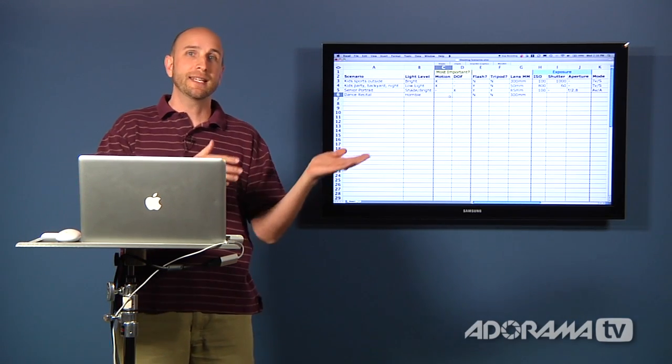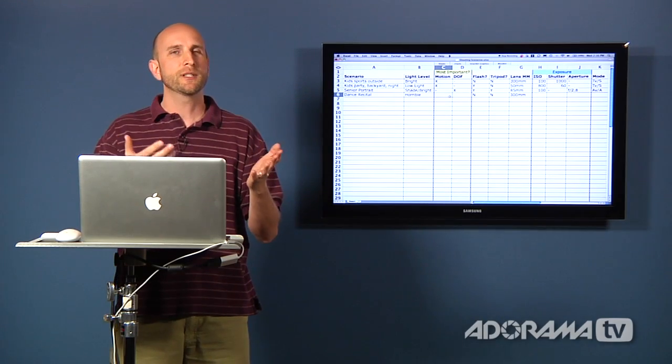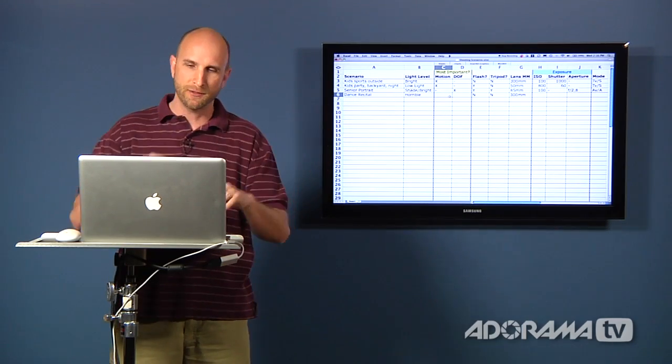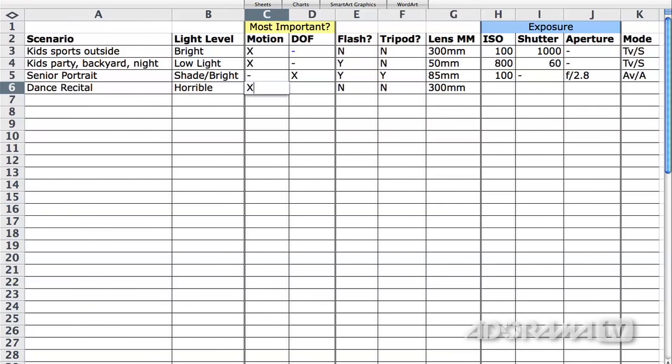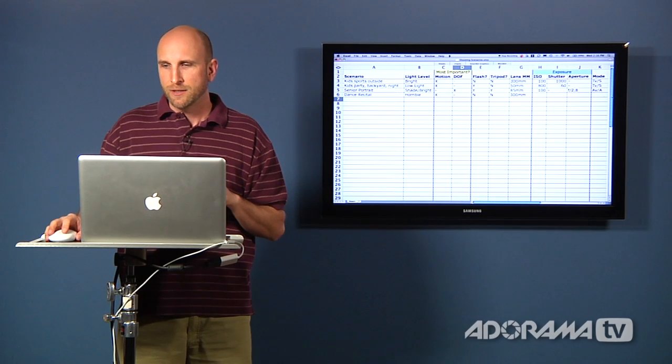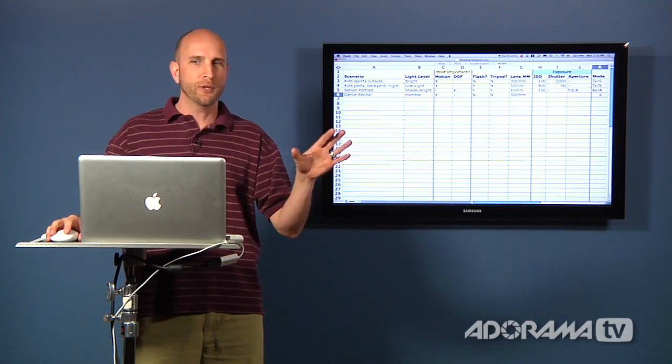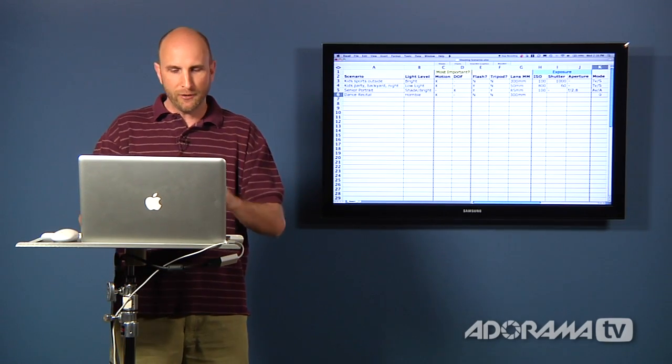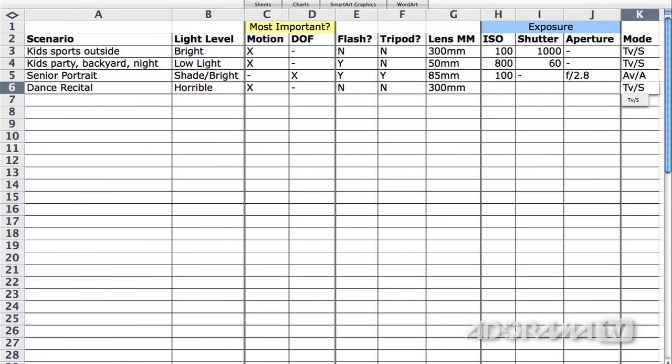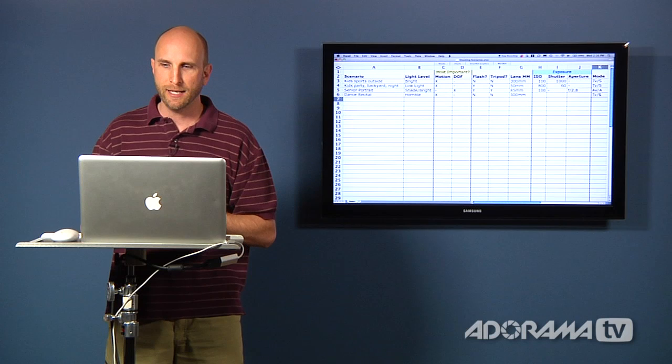What's the most important thing? Is it motion or depth of field? We know it's motion because those dancers, we want to freeze those dancers. So the answer is motion is the most important thing. Depth of field, we'll let it come out where it comes out. So what mode do we use when we're trying to control motion? Well, it's shutter priority mode, which we know is the TV or S on our mode dial on our camera.